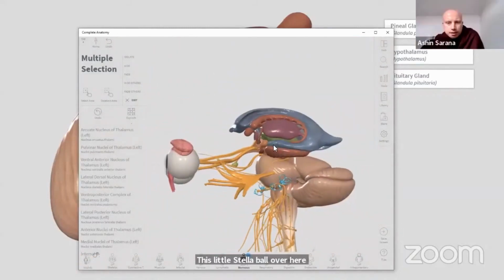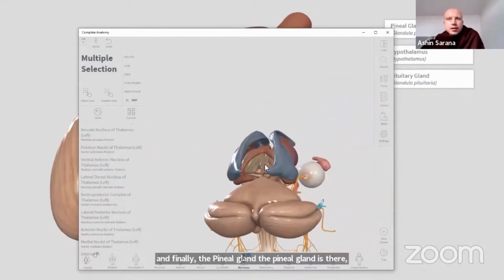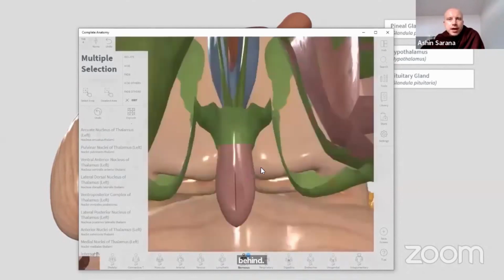And finally, the pineal gland. Pineal gland is there behind. And that is this little tail of the hypothalamus.